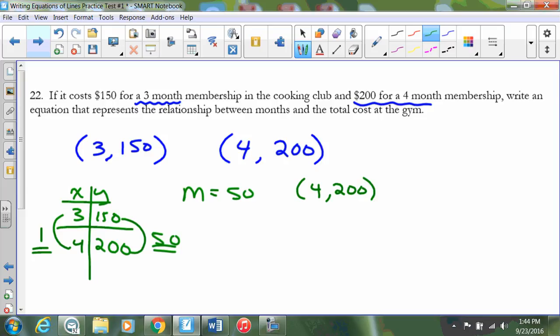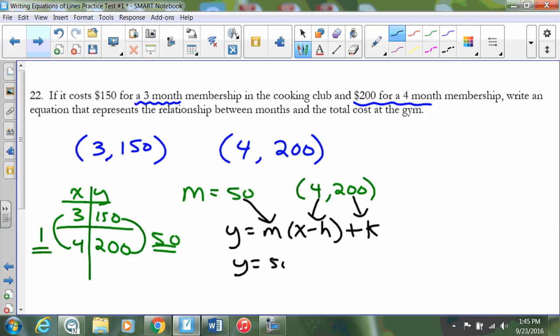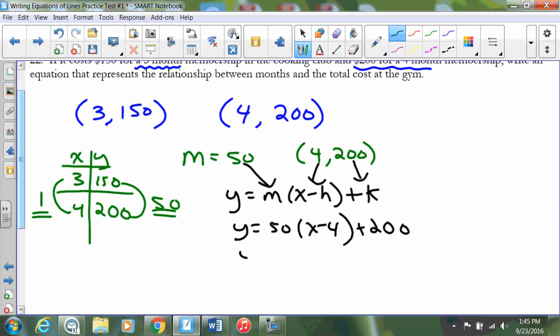I'll just shake it up a little bit. So, yep, we're going to use this formula again. We're going to plug in the slope, plug in the h, plug in the k. So we've got y equals 50 times x minus 4 plus 200. And we're going to go ahead and distribute.